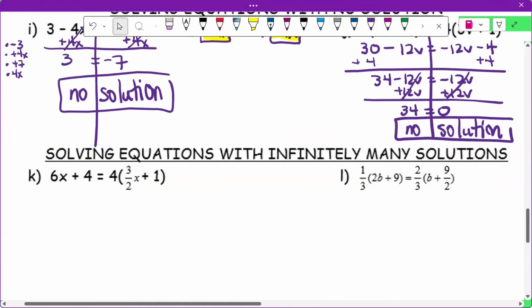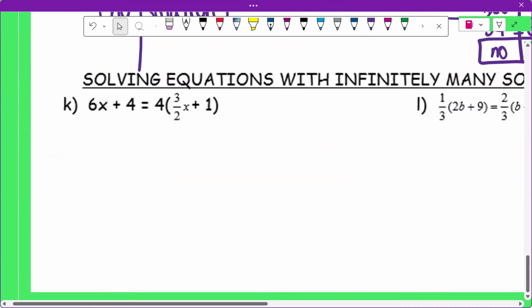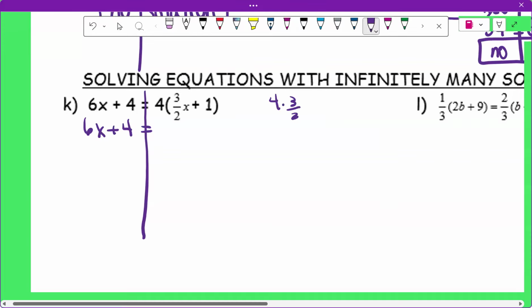There's one more type of equation that you might end up with, and that's with those with infinitely many solutions. So let's take a look. We have 6x plus 4 here. And if we distribute, 4 times 3 halves is 6x, and 4 times 1 is 4.